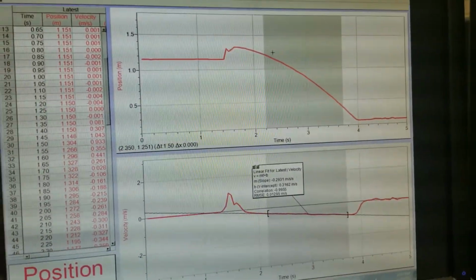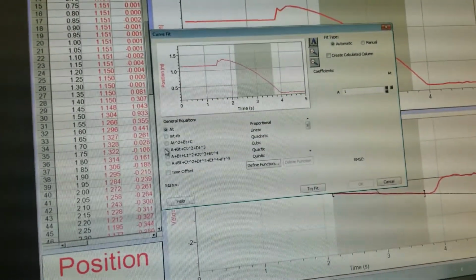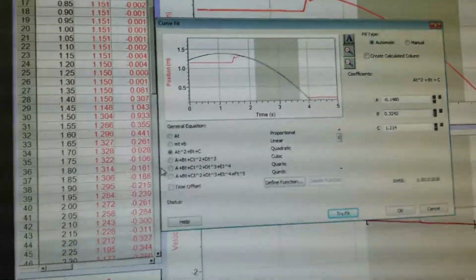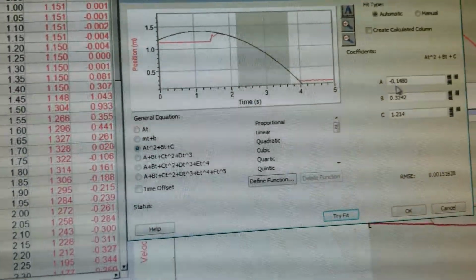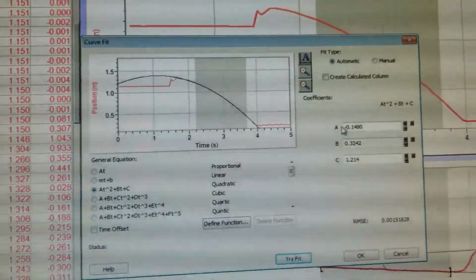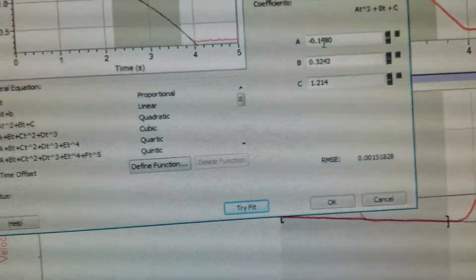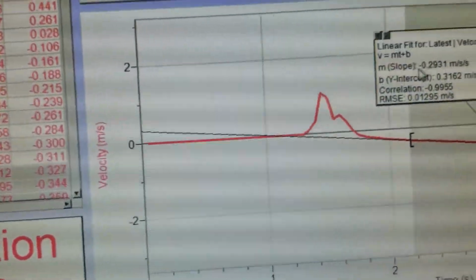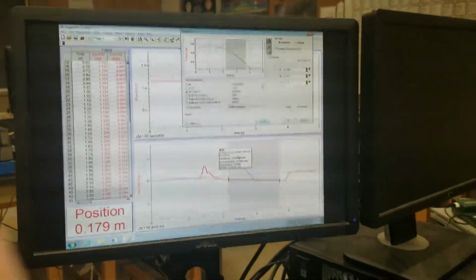I can also get one from the position-time graph by trying a curve fit. I'm going to try a quadratic function curve fit. Now you have the coefficient in front of t squared, that's a, and a is given by negative 0.1480. So from this plot, the acceleration will be 2 times the value of a, so it will be 0.296. That's from the position-time graph, and here it's 0.2931. So they are very close. This is how we collect the data.